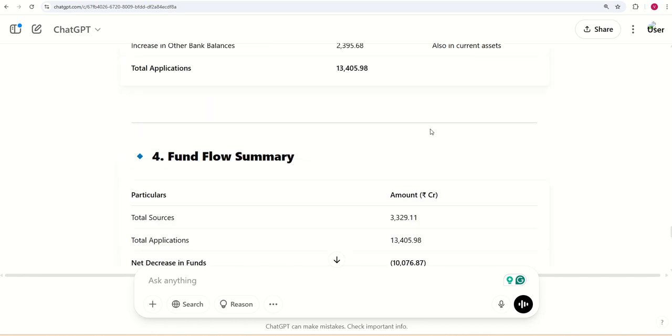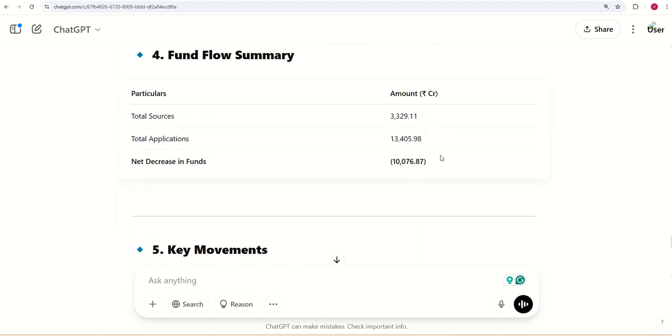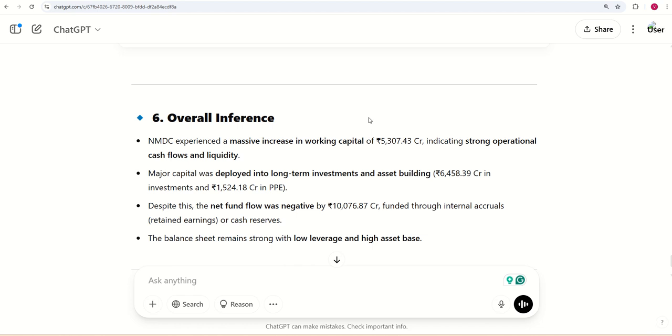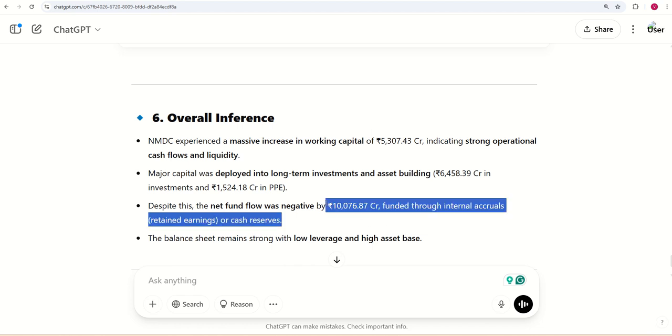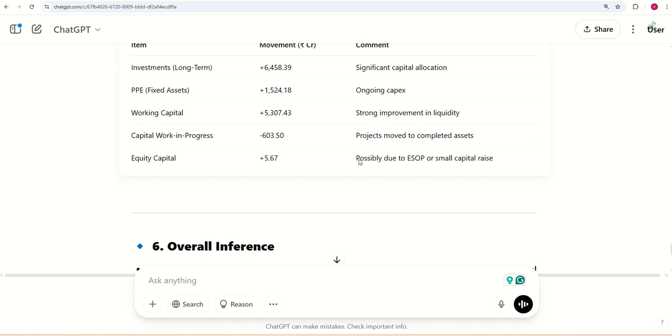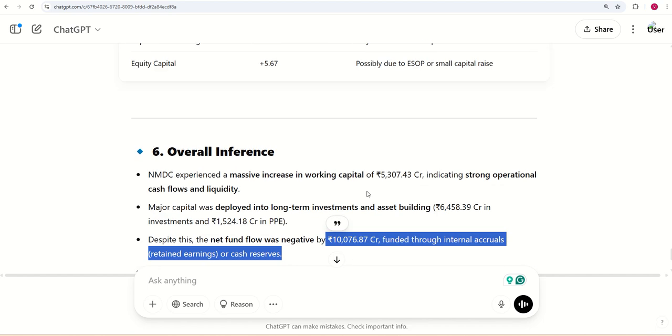So we saw the difference, right? Between the sources and applications, there's a difference. This difference comes from the cash reserves the company has, or from the profit earned that particular year. This is an analysis which has to be deep-dived further. But if you were to manually do this fund flow analysis, you would take significant time and find it more difficult to gather such inferences, which you get in a few minutes.